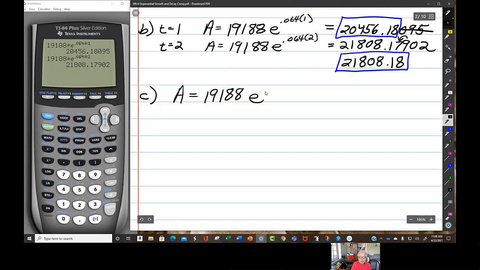19188 times e to the 0.064t. This is the amount after time. What we're interested in is how long will it take that amount to double. So over here on this side, I multiply this number by 2.